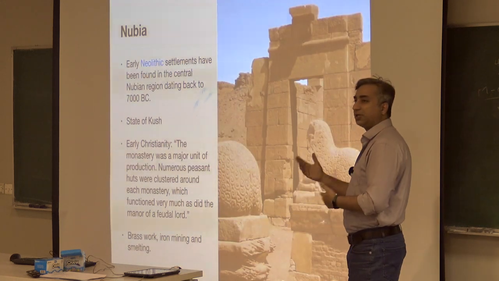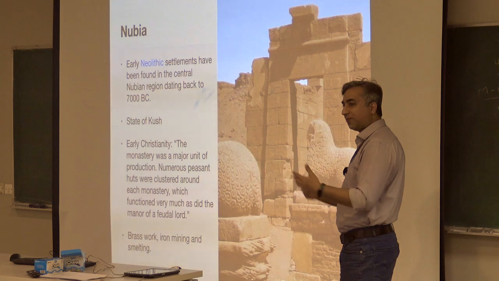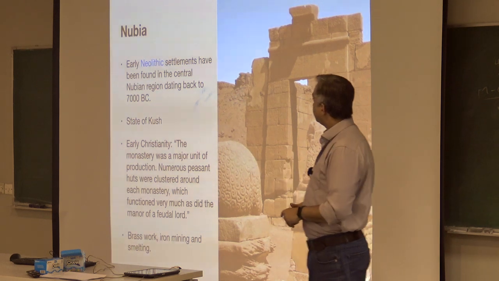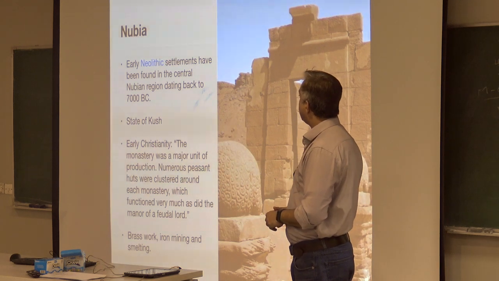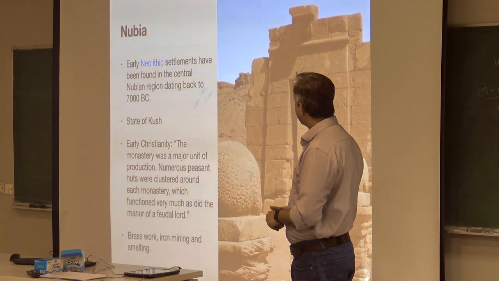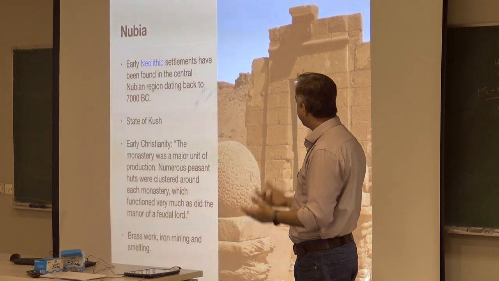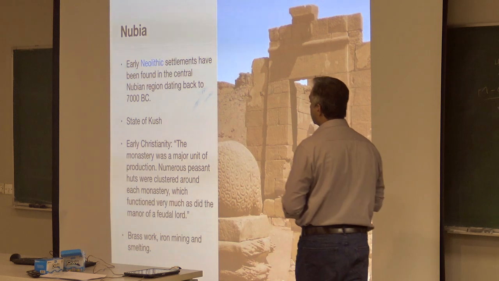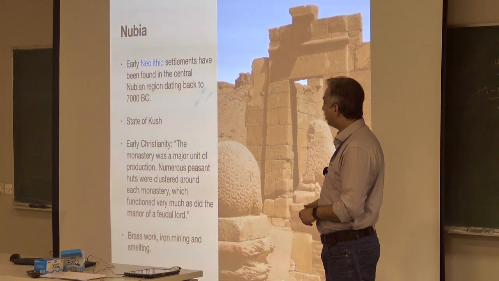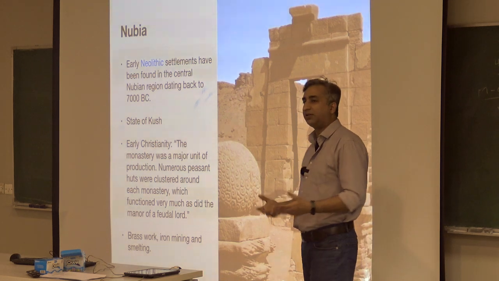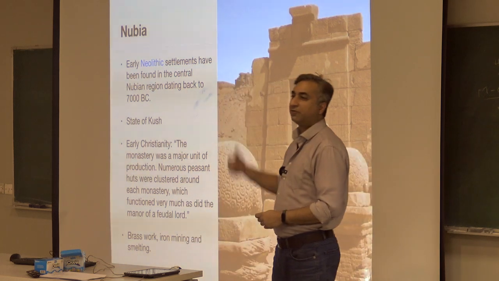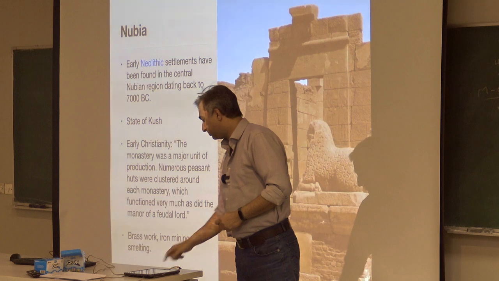Nubia, which is, of course, on the Upper Nile, is a different civilization from the pharaohs and the Egyptians. Early Neolithic settlements have been found in the central Nubian region dating back to 7,000 BC. Imagine that. There was a state of Kush. Early Christianity came there. The monastery was a major unit of production. Numerous peasant huts were clustered around each monastery, which functioned very much as did the manor of a feudal lord. Brass work, iron mining, smelting, all of these things were going on in the Nubian kingdom. This is a picture from the ruins of a Nubian city or palace.